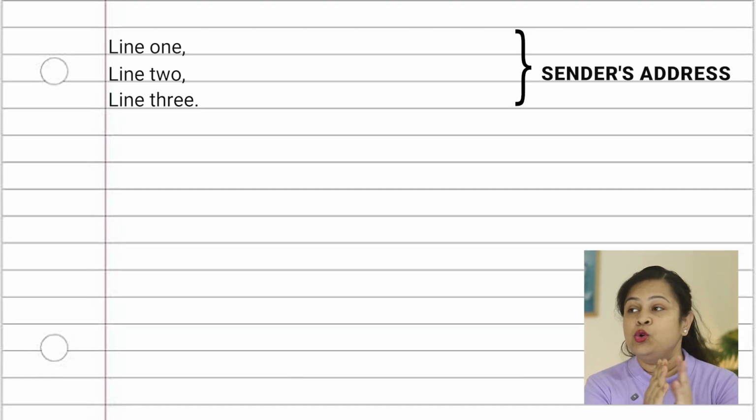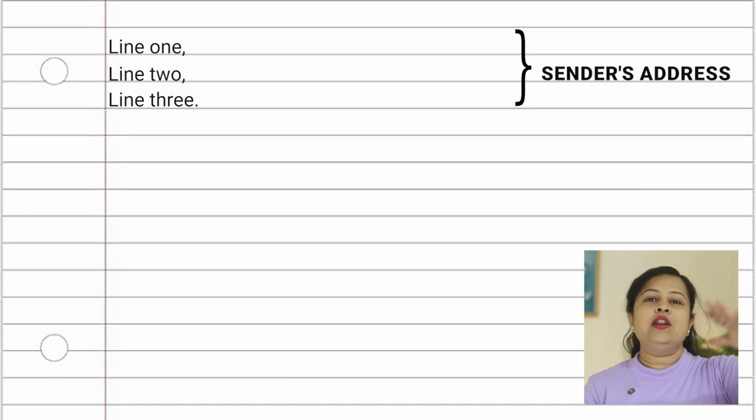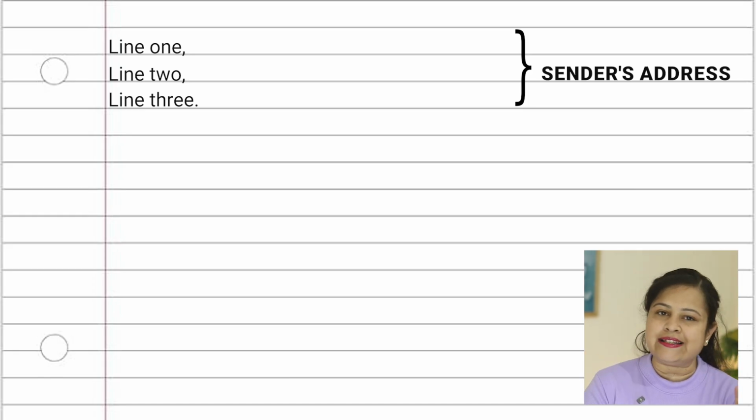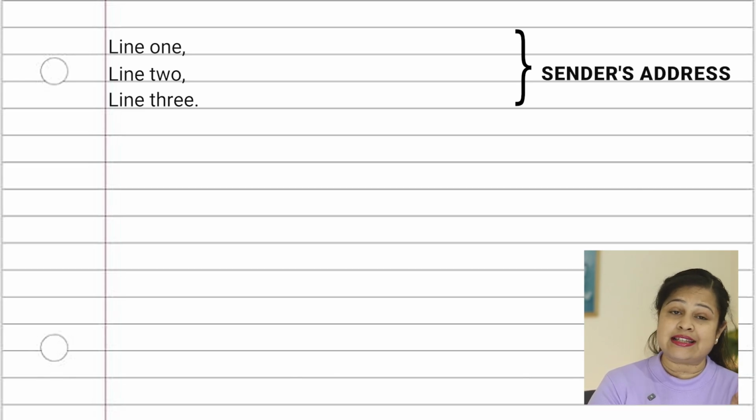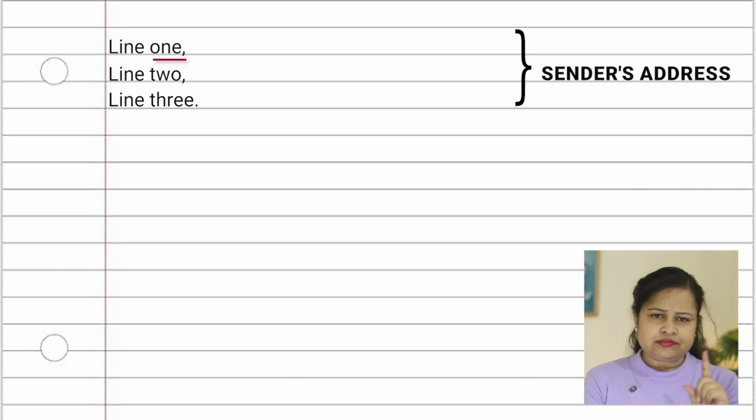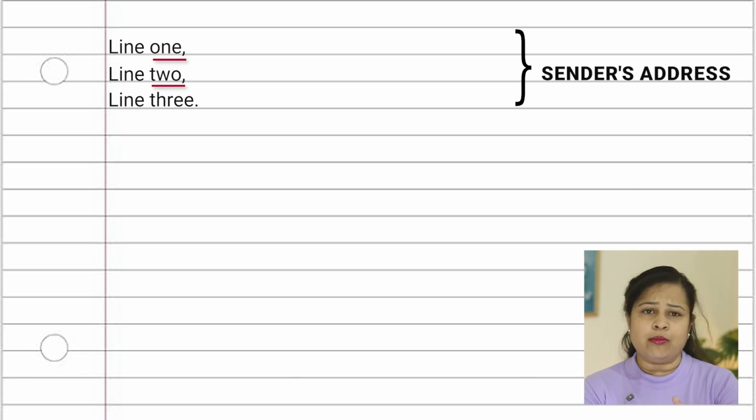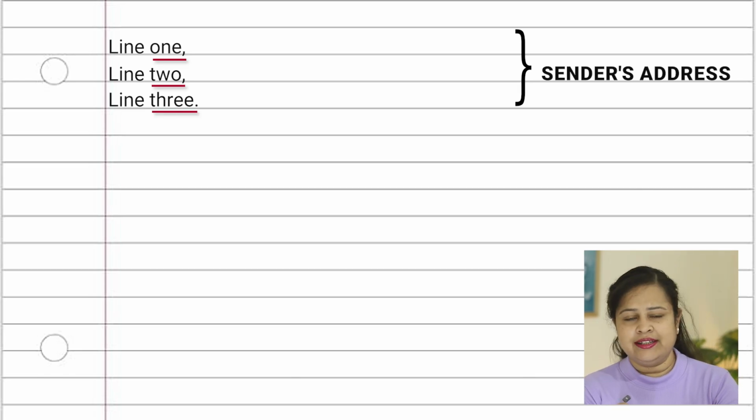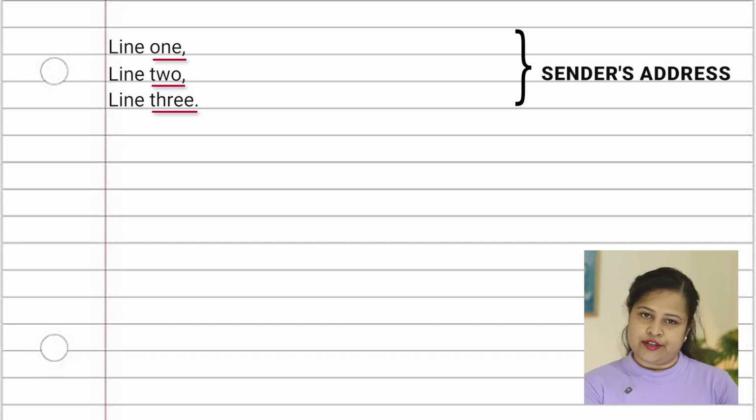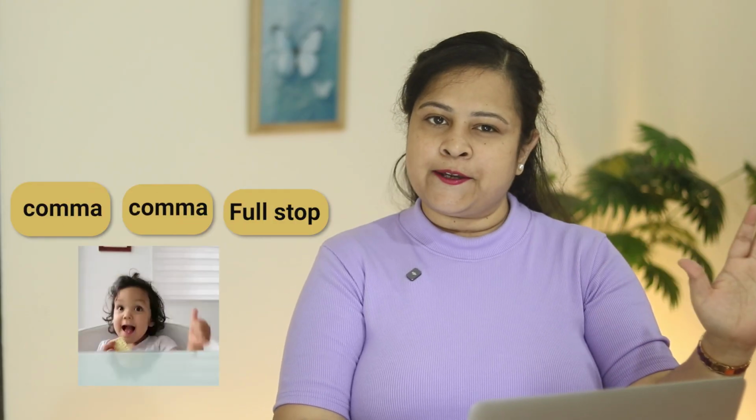Okay, always keep in mind, write only 3 lines. You don't have to write the whole address of your entire colony. No, only 3 lines, and also punctuation matters. Okay, first line ends with comma, second line comma, third line full stop. Just keep in mind: comma, comma, full stop. That's it. And then leave a line.